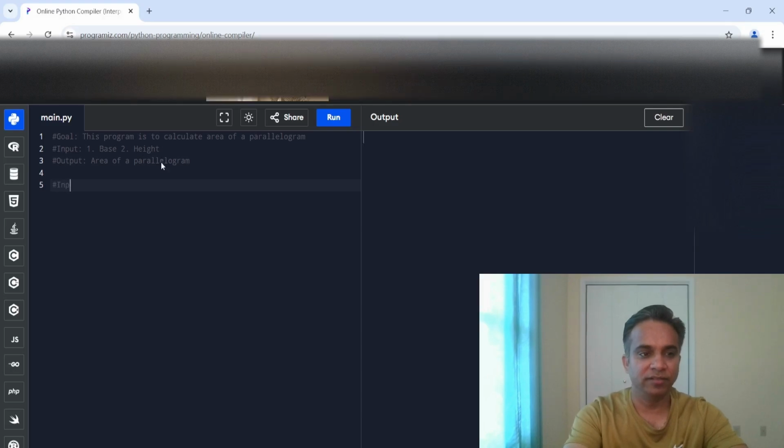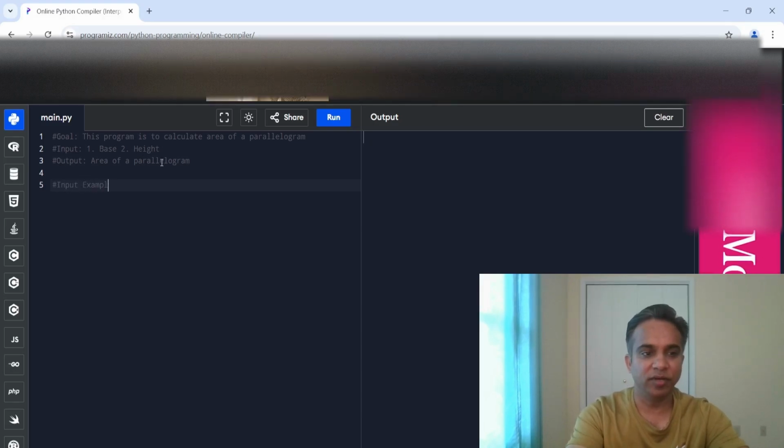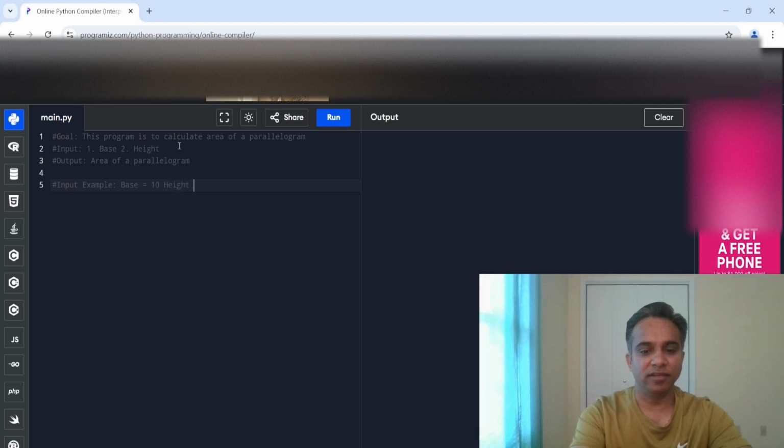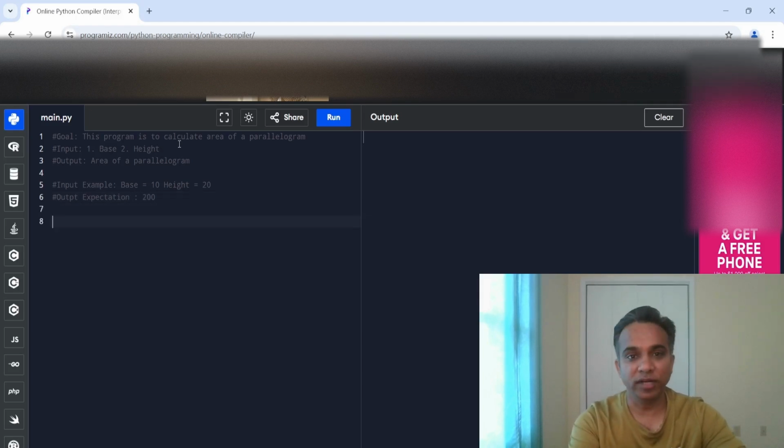We can take an input example. If the base is 10 and height is 20, then the output expectation would be 200. Now let us write the program.